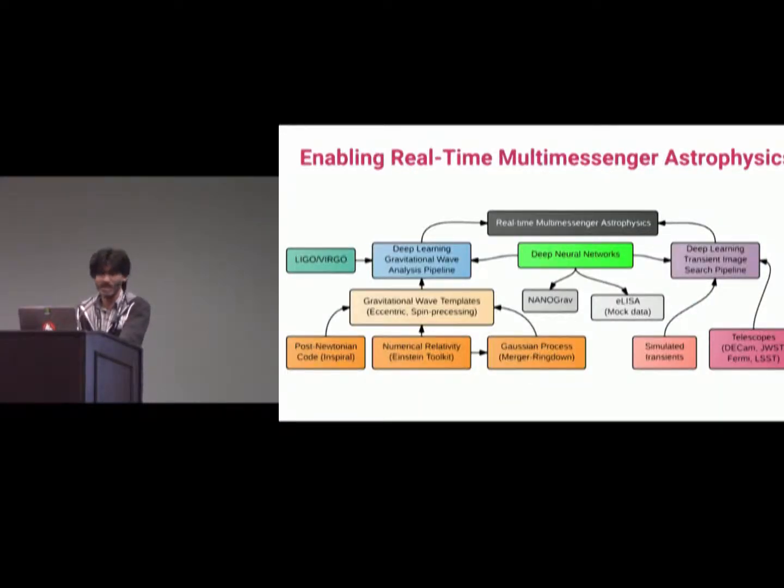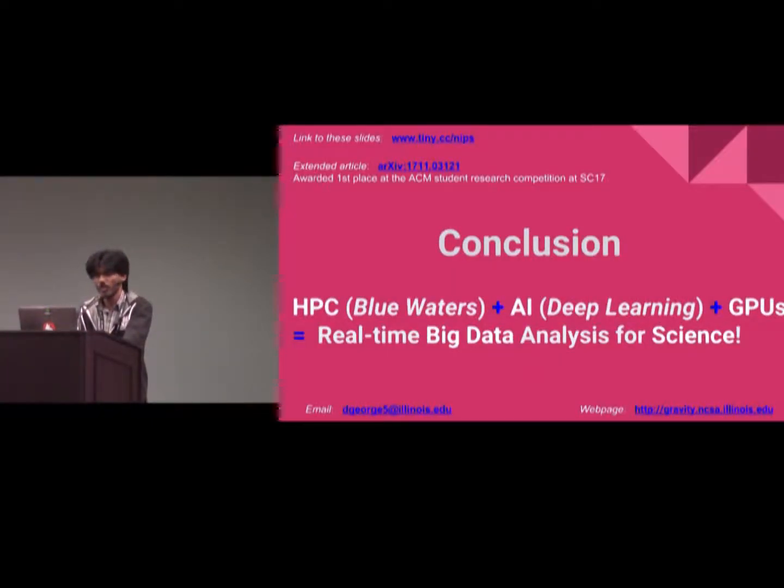So at NCSA, we're working on applying deep learning to different parts of these multi-messenger campaigns, where you have gravitational wave detectors. We are applying it to NANOGrav and LISA in the future, and we are also trying to train classifiers on telescope data such as DES and LSST in the future, and apply deep learning classifiers to find this electromagnetic counterpart in real time. So what we are doing is taking simulations of Einstein's equations and training these machine learning methods, then using GPUs so that you can analyze the data much faster than with the current techniques.